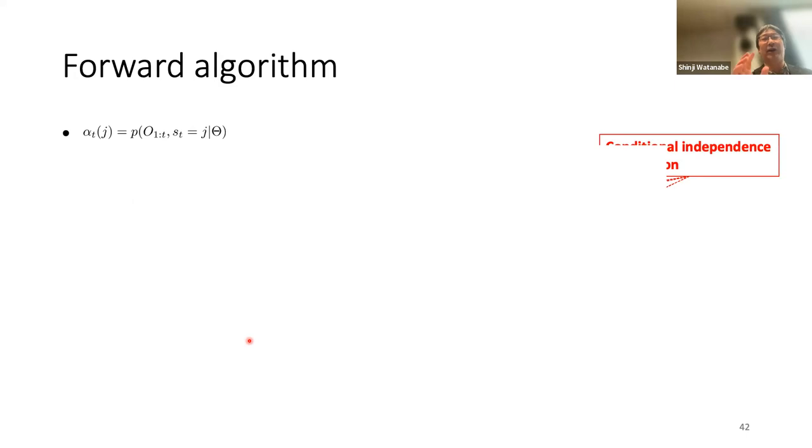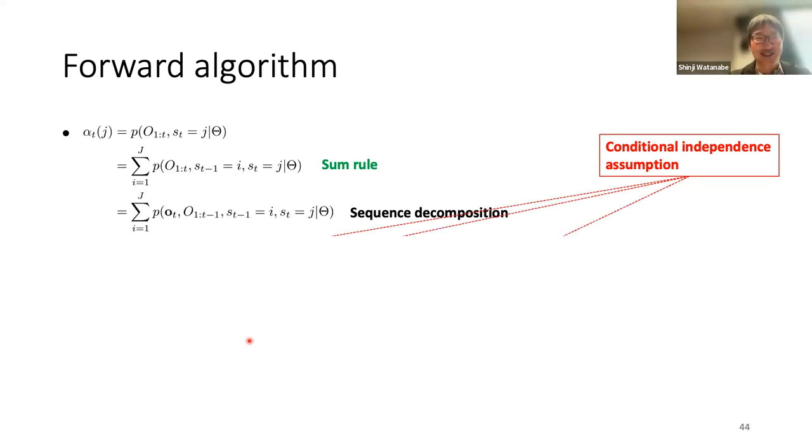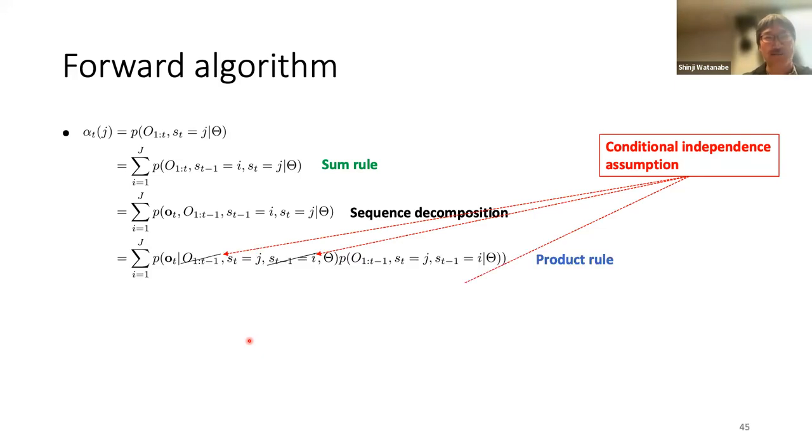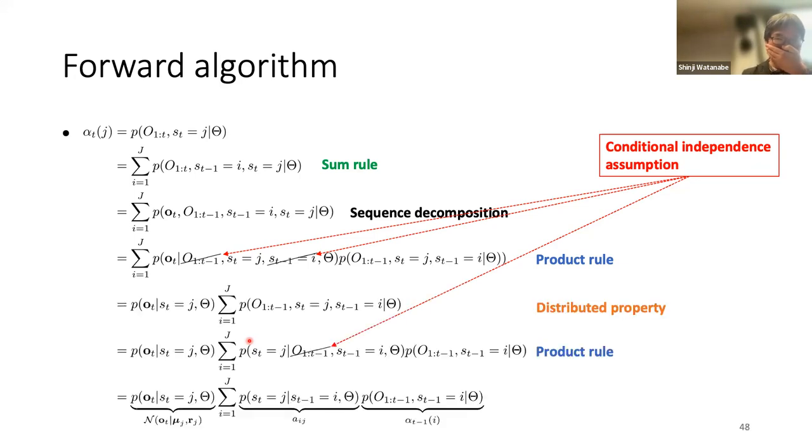And then let's try to give a relationship from t to t plus 1. I think this is also very complicated, and I think this is not included in the homework or even in the exam, so I will quickly skip the explanation. If you have time, please check each of the steps: sum rule, sequence decomposition, product rule, distributive property, product rule. But please check the result.